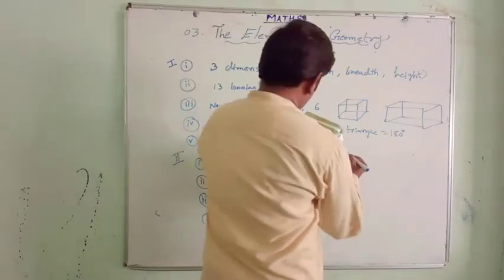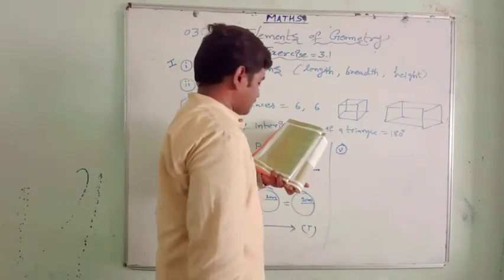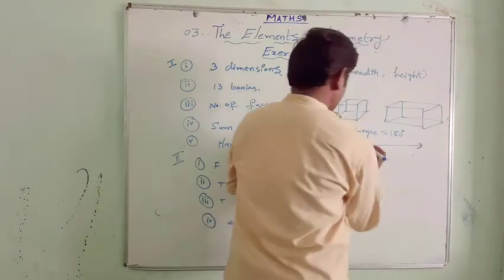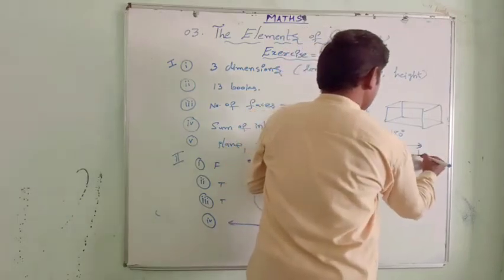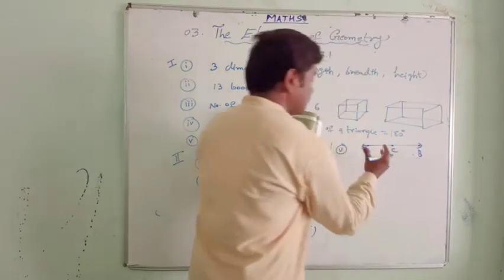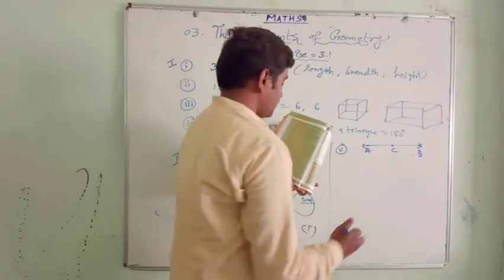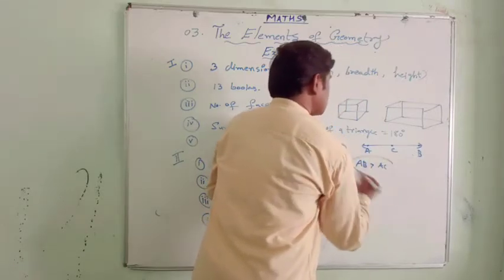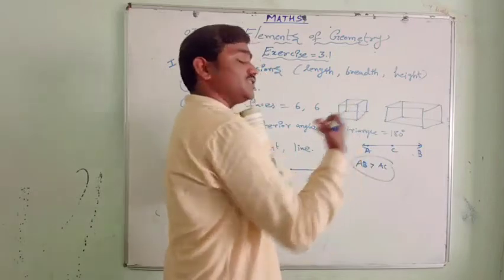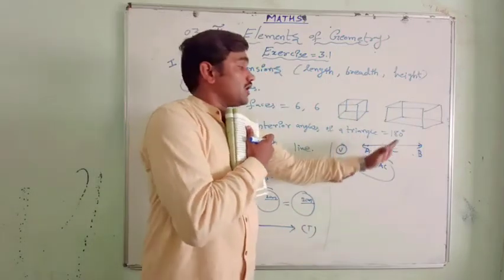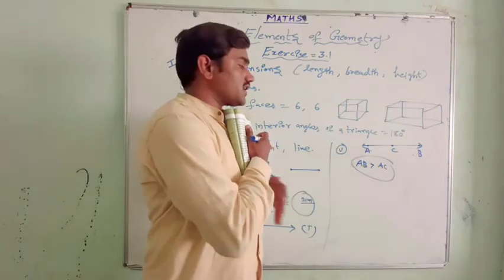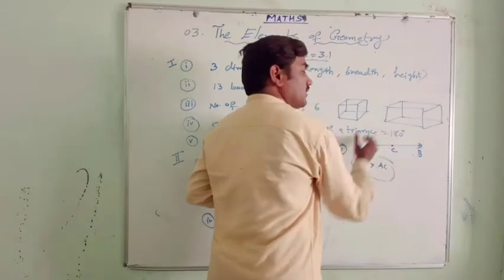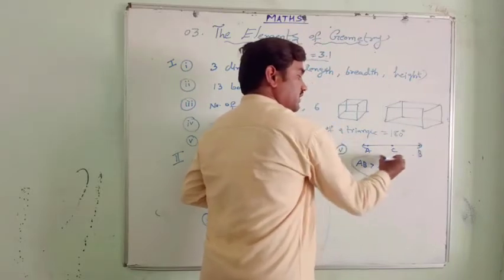Then we have the fifth one, that is E1. From the figure, here A, here B, and here C. This is the figure. From this figure, AB is greater than AC. Yes, AB is greater than AC. Yes, the whole is greater than the part. According to Euclid's axiom, the whole is greater than the part. The whole, that is the line AB, is greater than the line AC.